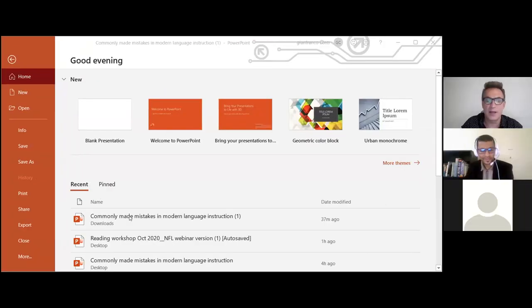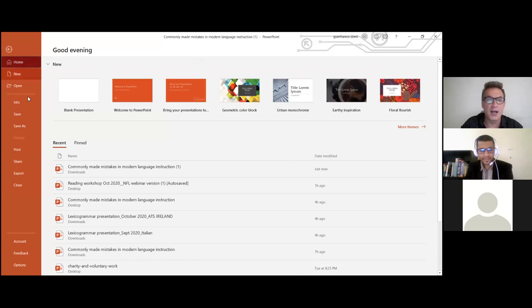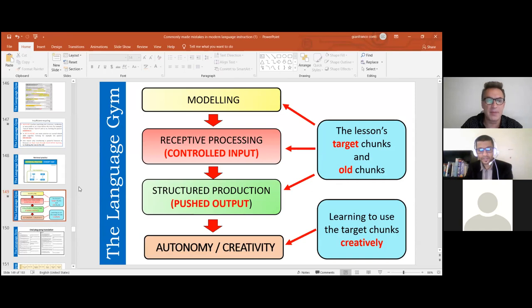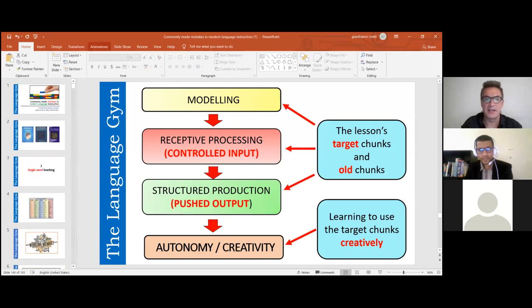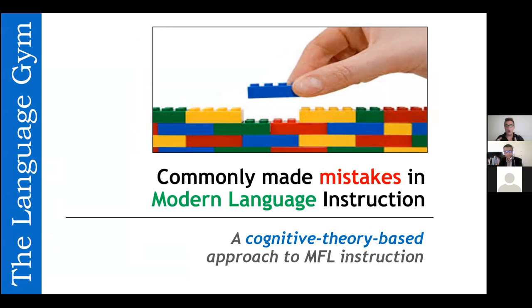So I think it's this one. Yes, it is. There we go. Now, before I start, a little disclaimer. This is normally something that I do in much longer time. It takes me about 4 or 5 hours. So I narrowed down the commonly made mistakes to 5, but normally I talk for much longer than that.